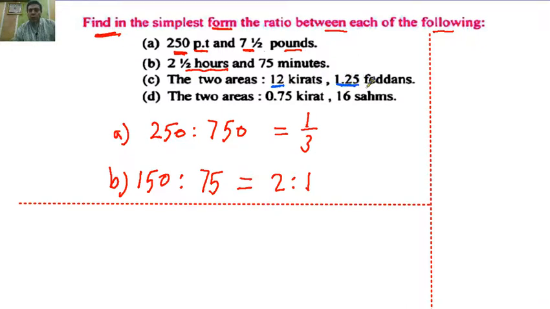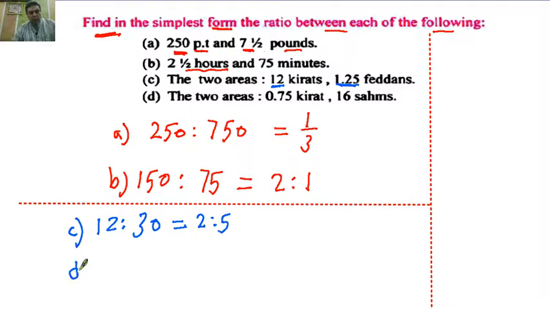Number C: the two areas, 12 kirat and 1.25 feddans. 12 kirat to 1.25 multiplied by 24 equals 30 kirat. 12 to 30, divided by 6, equals 2 to 5. That's number C.